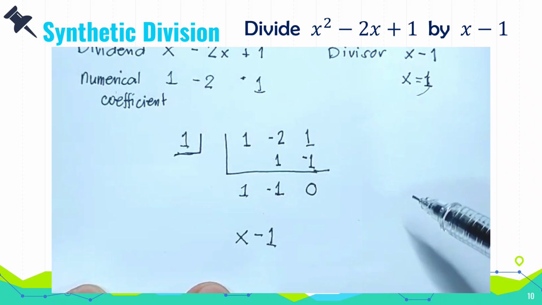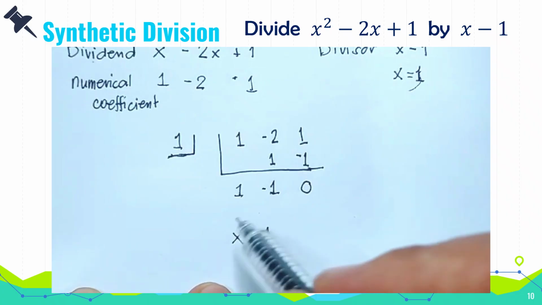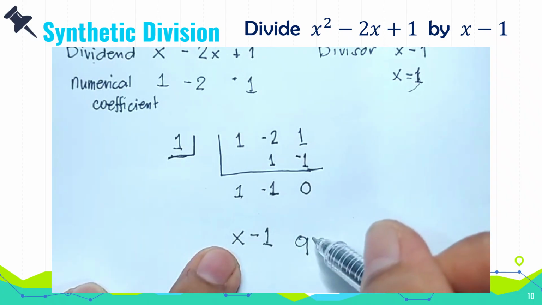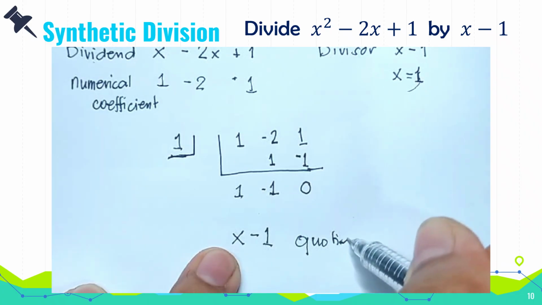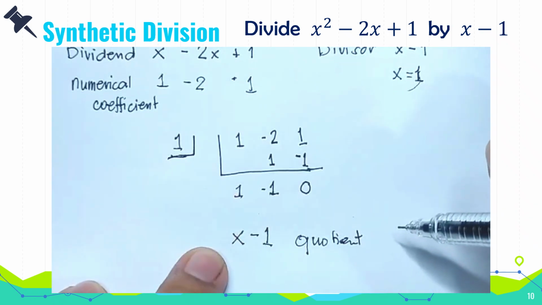Same as with the long division method, we have x minus 1 as our quotient. When you divide something, the answer is called quotient, where the remainder is 0.